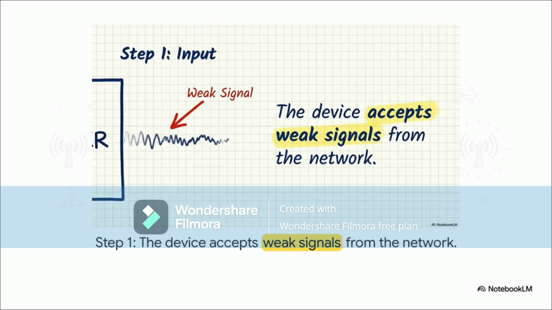Okay, step 1 is input. The repeater is placed strategically to grab the signal just before it gets too weak to even be recognized. So it receives this tired, distorted signal that's traveled a long way from wherever it started.